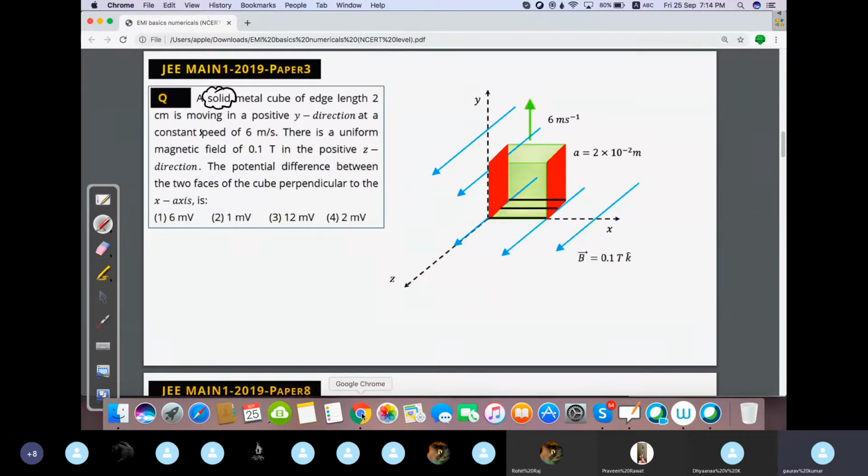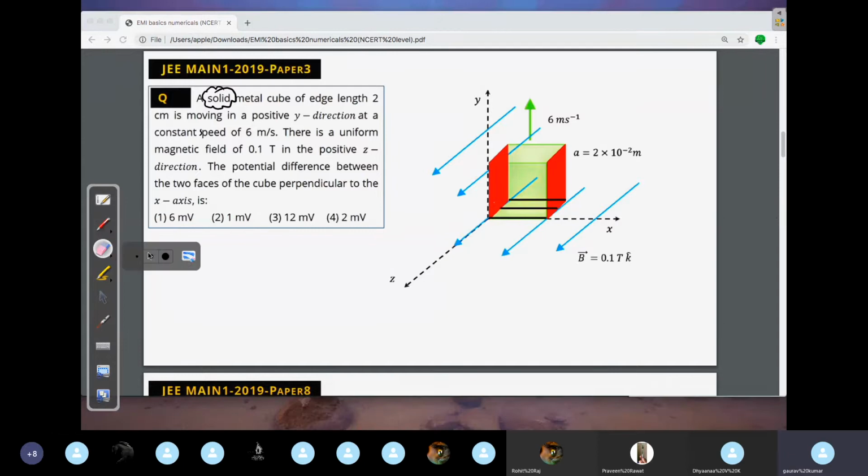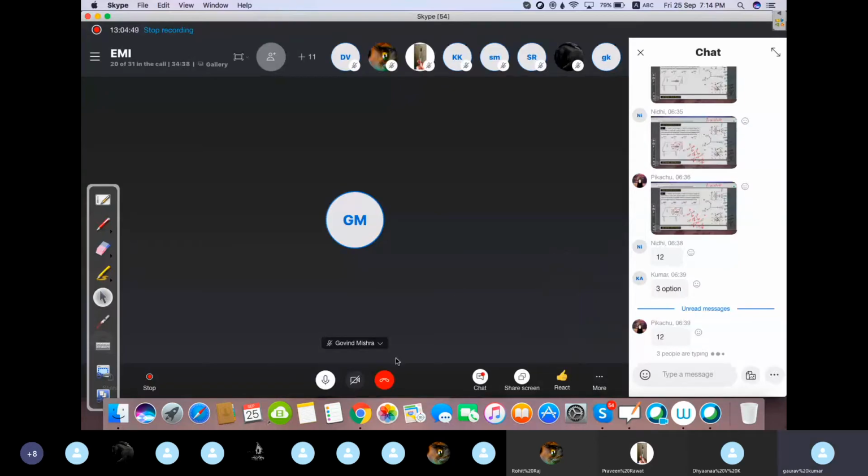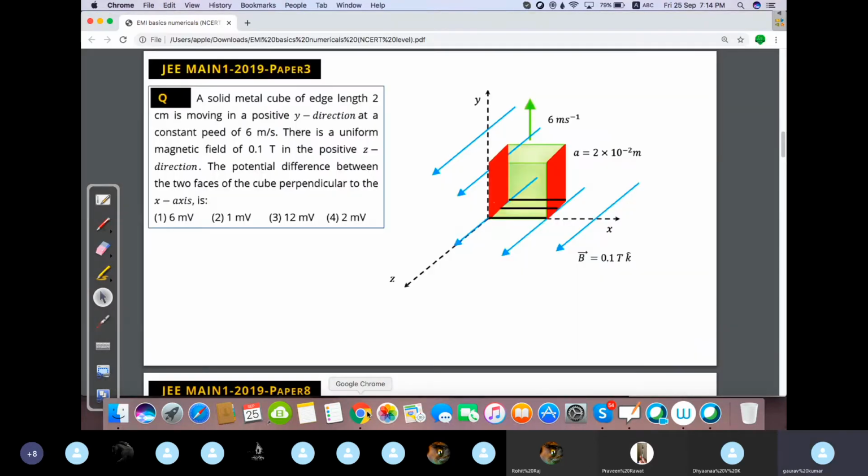If anyone wants to answer, what is the logic with which you have got 12? You can write in the chat box. Is anyone writing here? Okay. Others can try. It's actually an easy question here. One line answer. You don't need to use more than one line to get the answer for this question.